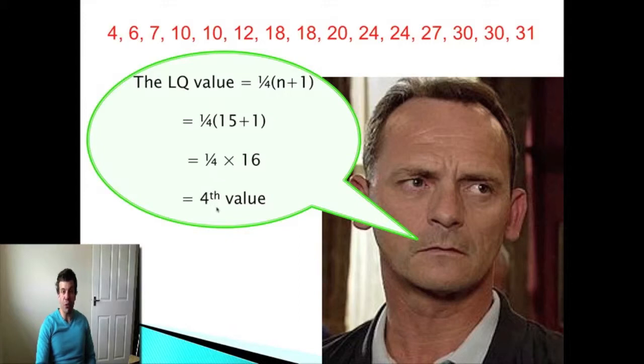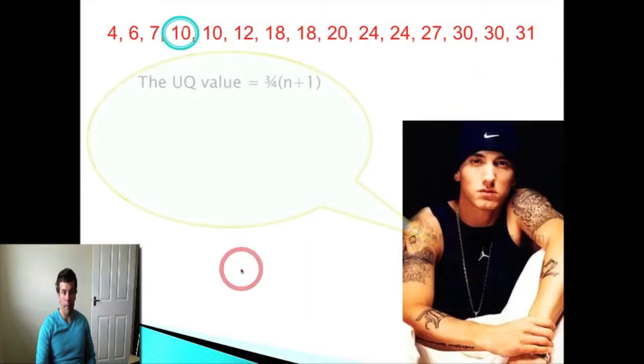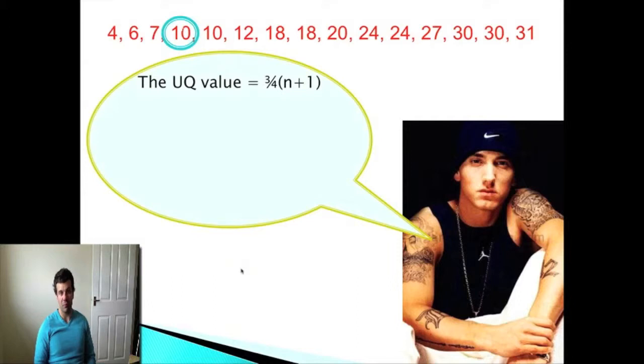So now you've got your trees in order, you just simply count along 4 values. 1, 2, 3. The fourth value is here. Therefore, the lower quartile is 10 metres for this example. The upper quartile value equals 3/4 of n plus 1, which equals 3/4 of 15 plus 1, which equals 3/4 times 16.